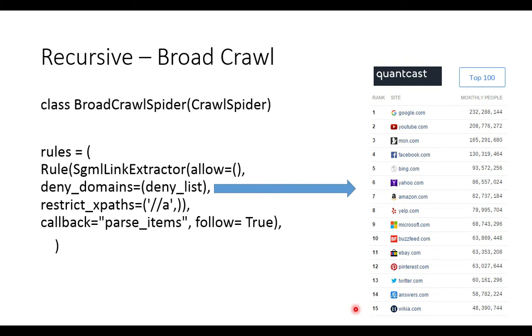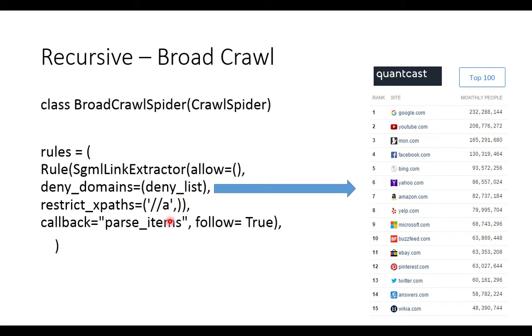So hence, I have set a list of deny sites, which was basically the top 100 sites and a few others outside of that. In terms of the path itself, we are traversing based on all anchor tags, so it's pretty much following all the anchor tags.